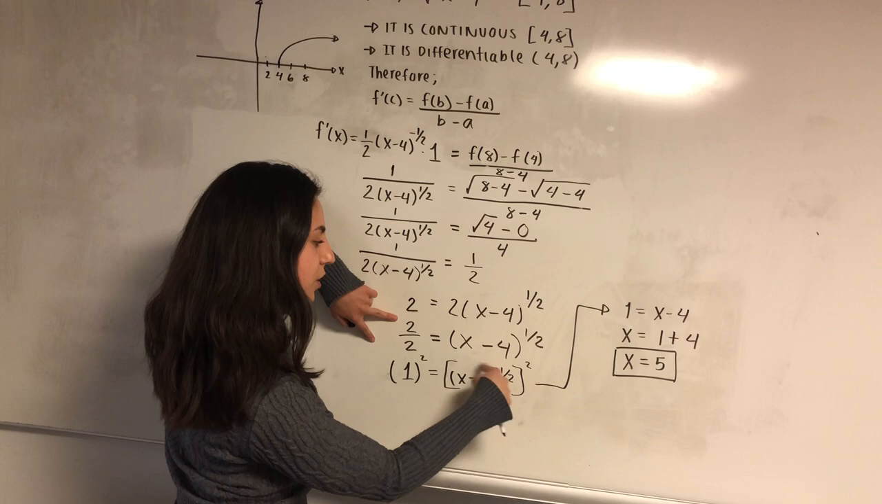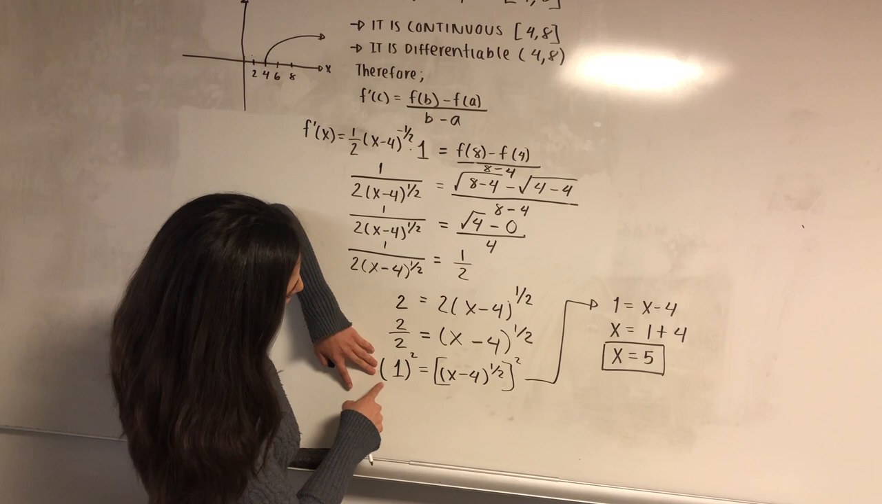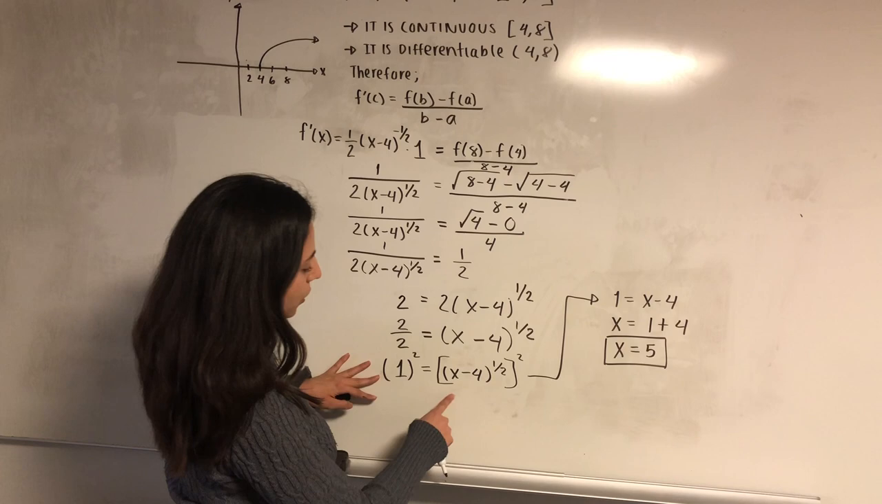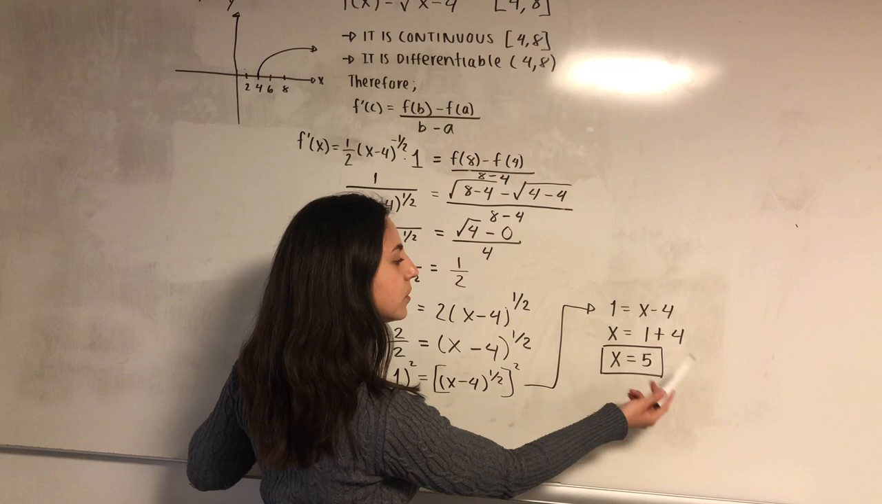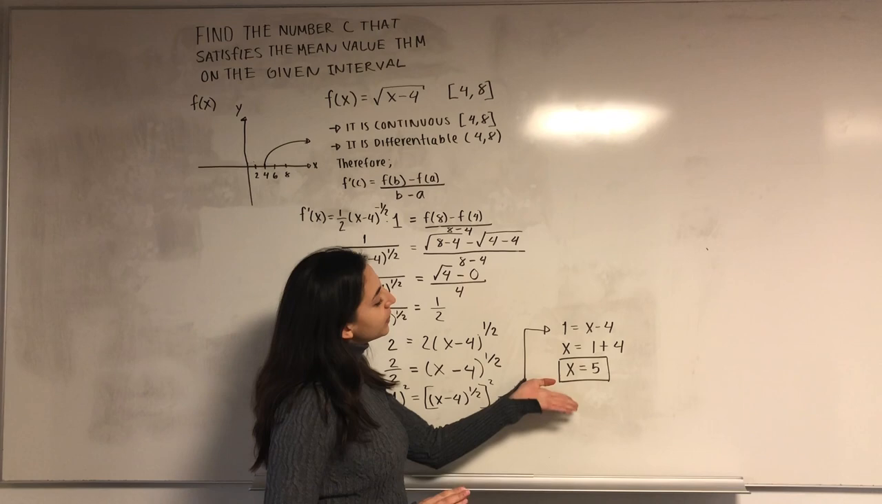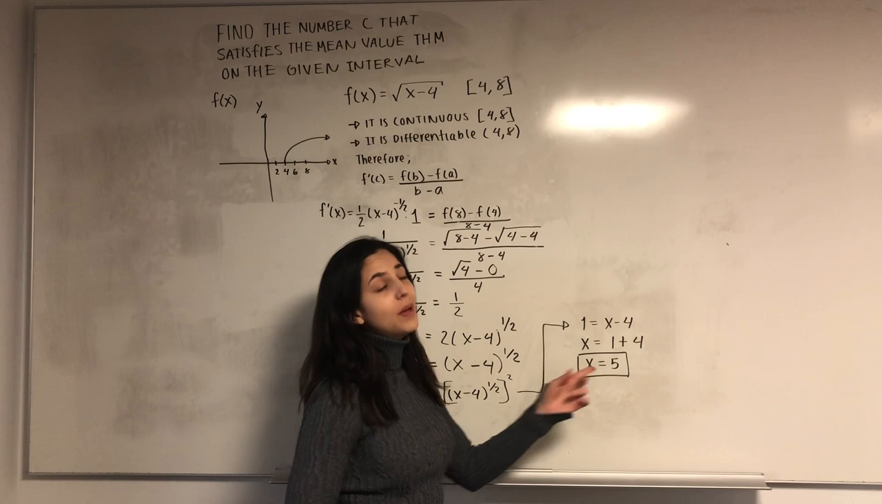And to get rid of a square root, we have to square both sides, which 1 squared is going to equal 1. And then we're going to be left with x minus 4. And then we can solve for x, which is 1 plus 4, and we're going to get x equals 5. So then we know that 5 is the number c that satisfies the mean value theorem on the given interval, which was 4, 8.